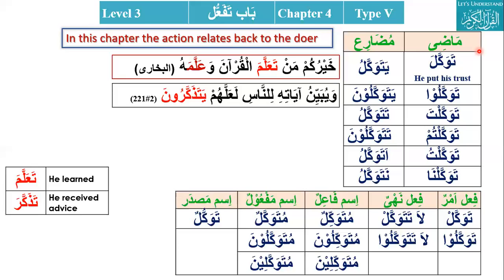In the dua that we read for going travel, when we go out of home, Bismillahi tawakkaltu ala Allah. So in there, what do you say? Tawakkaltu. It's from this pattern, it is Madi. Tawakkaltu: I put trust on Allah. With the name of Allah, I put trust on Allah.